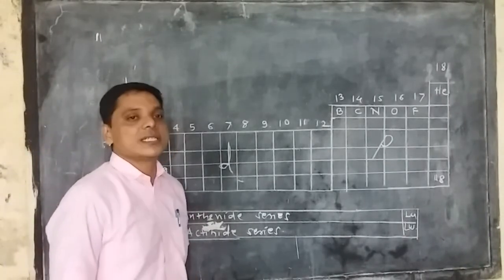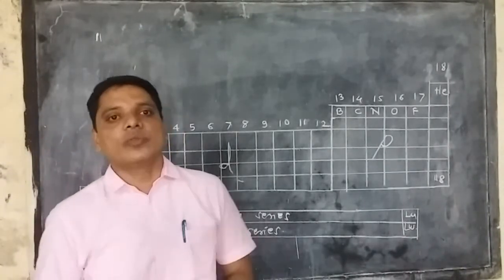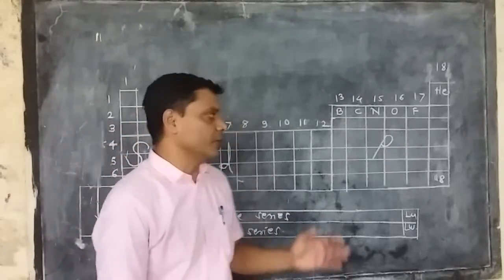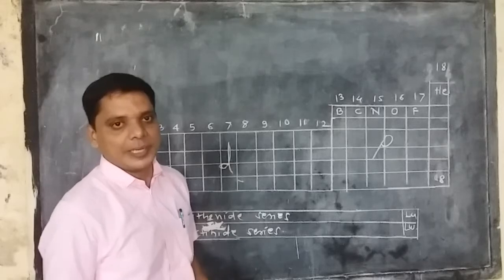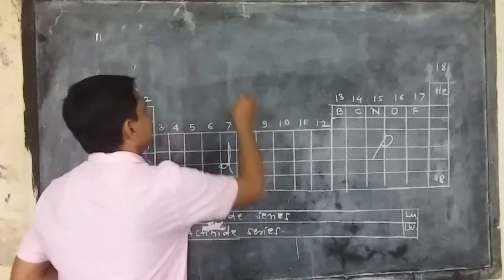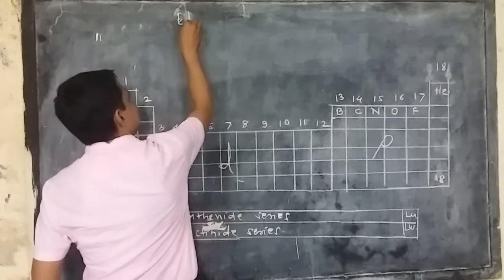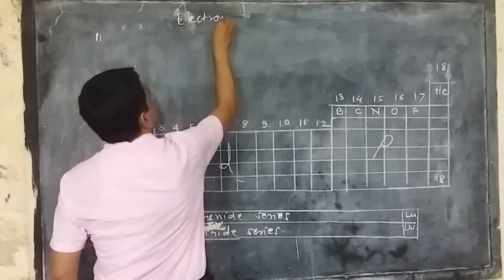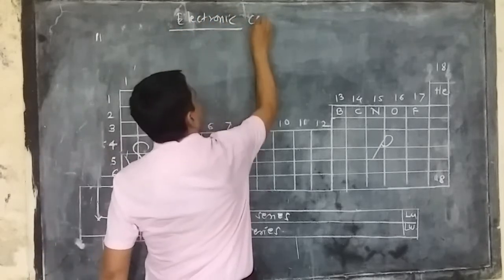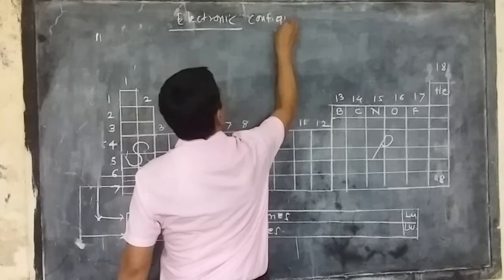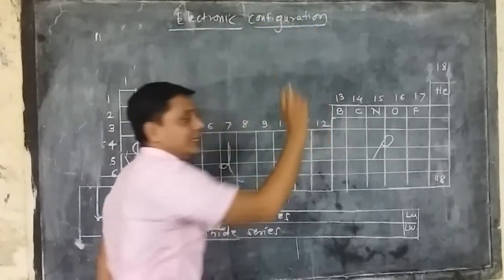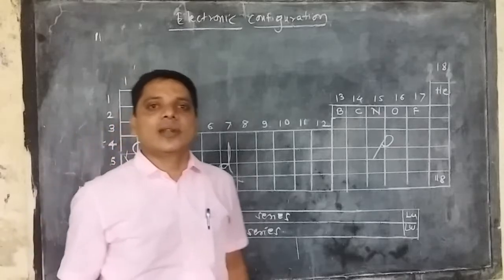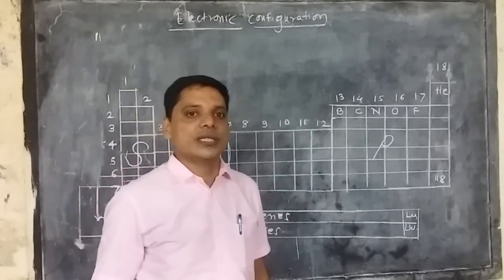Now today we will discuss the electronic configuration and the properties of all the blocks of the periodic table. Now student, the meaning of electronic configuration is like this: it is a distribution of electrons, with respect to their shape, according to their energy states. It is simply called electronic configuration.